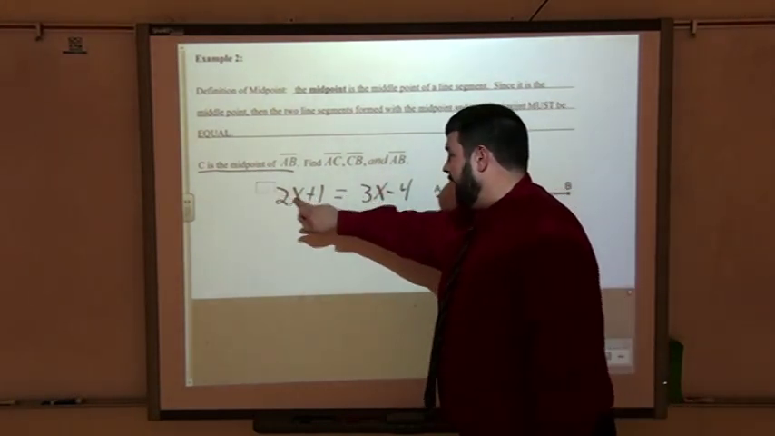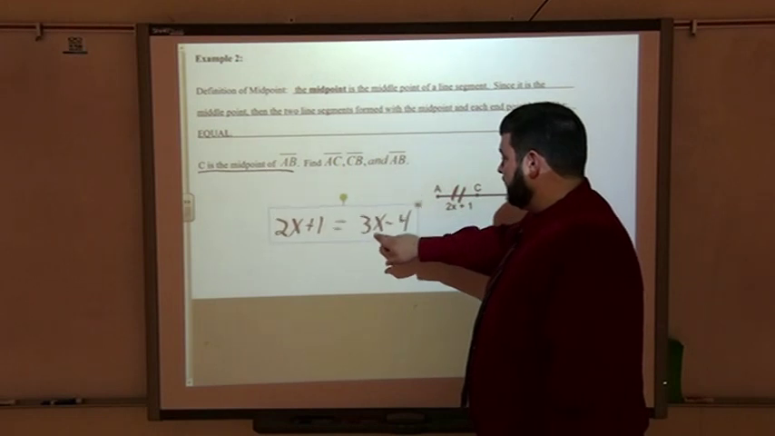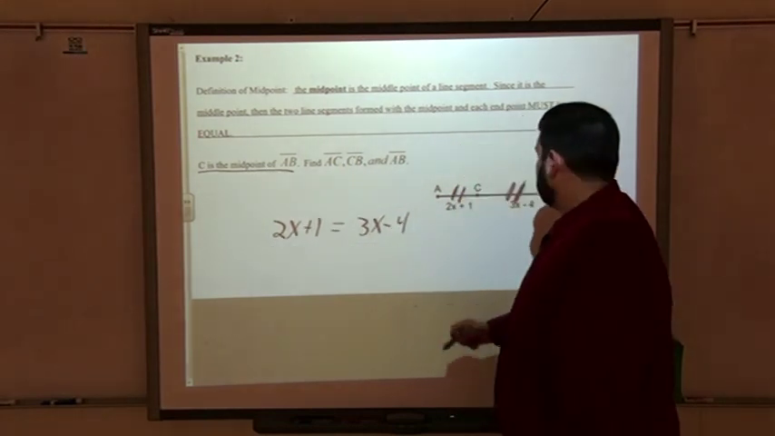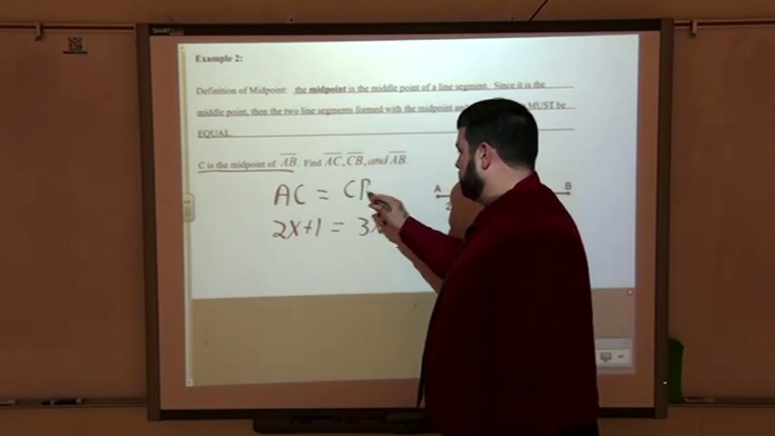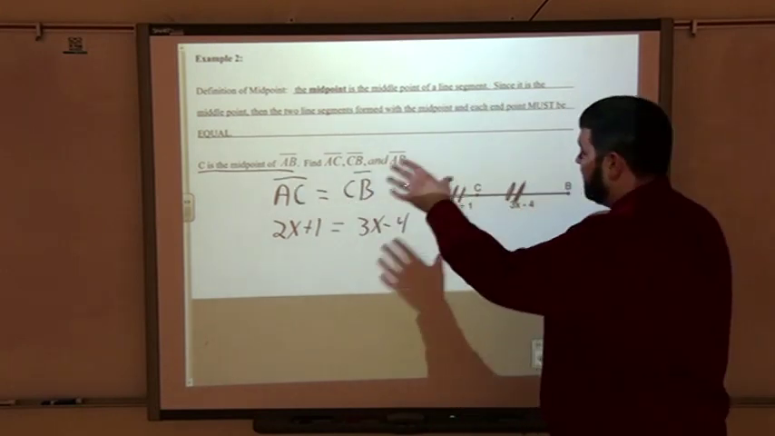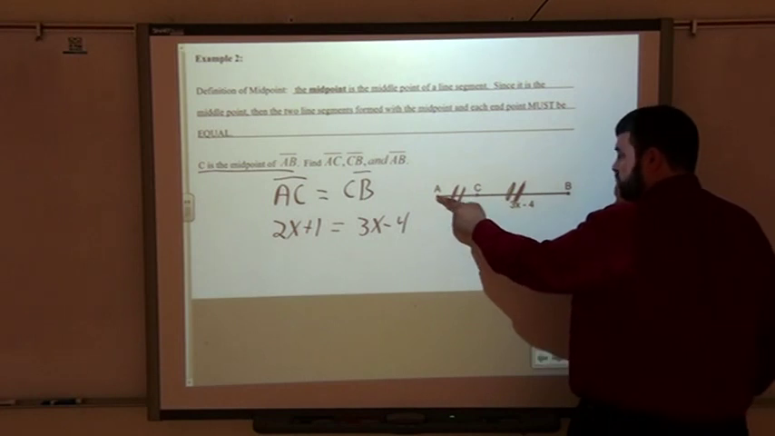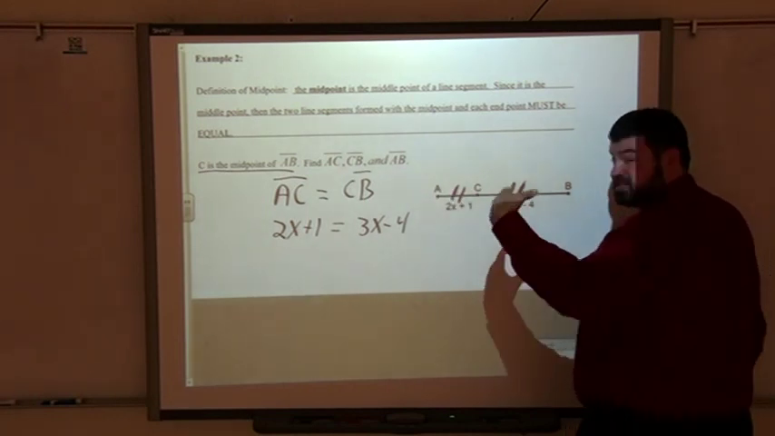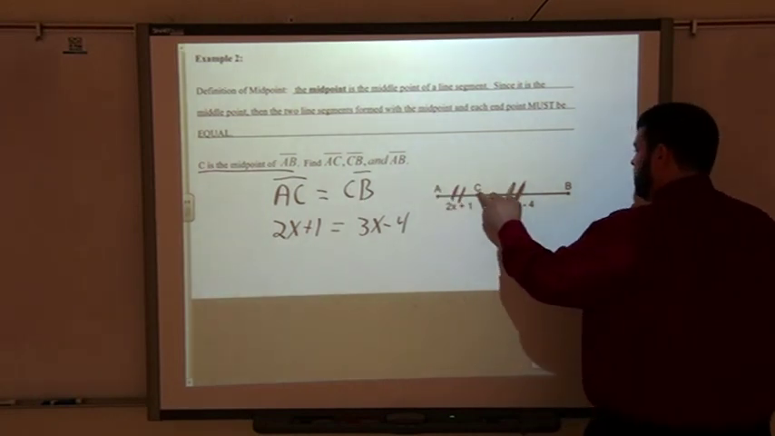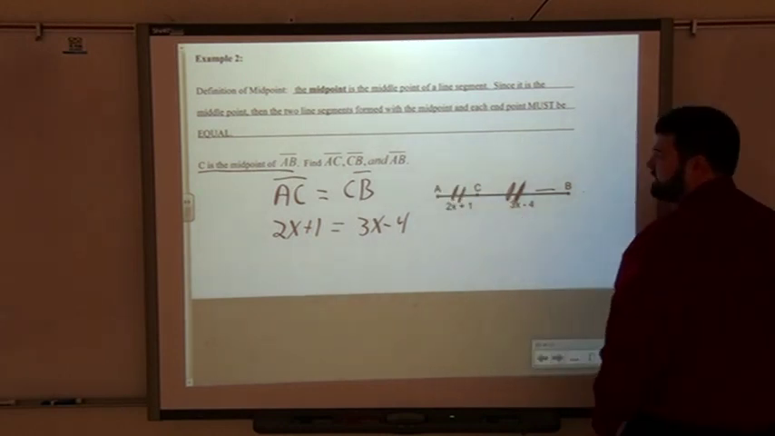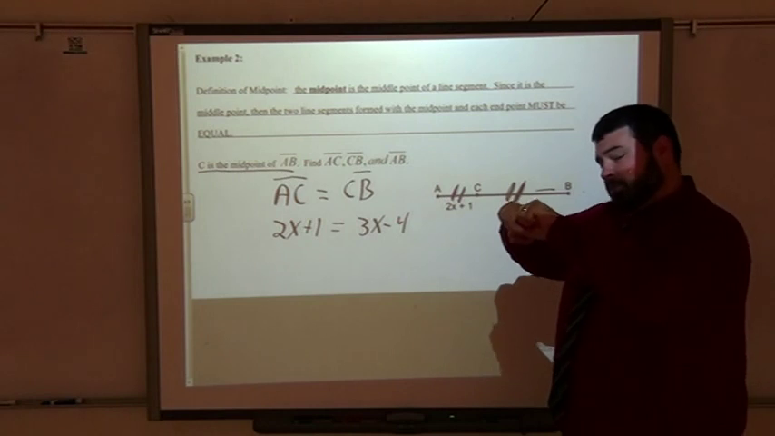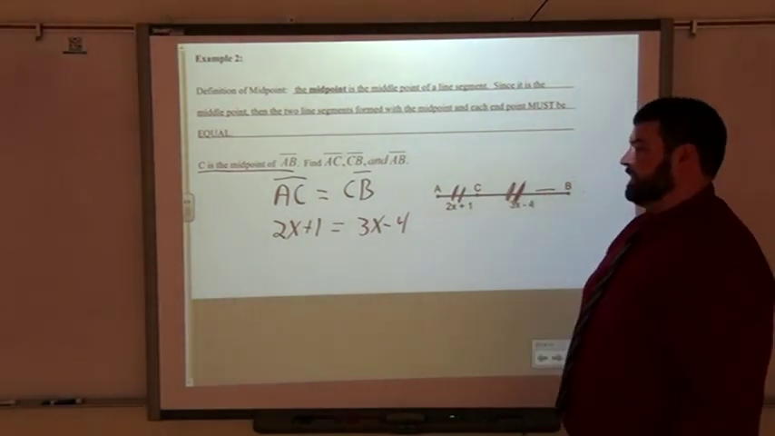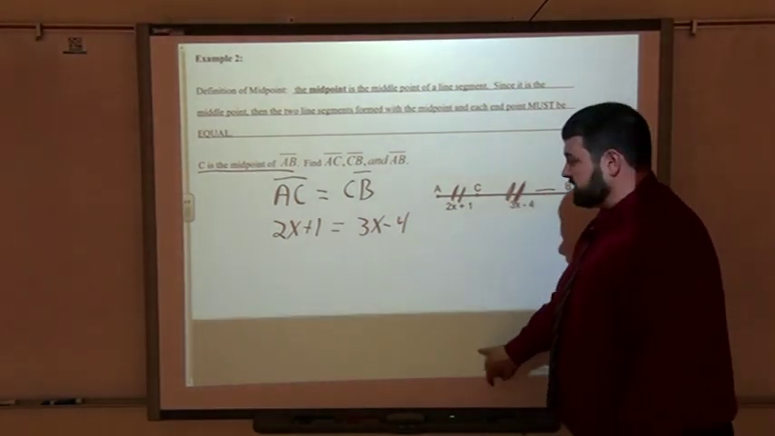Okay? Now, another thing that I want to write down is that AC has got to equal CB. And that's what I said up there, that the midpoint to an endpoint are equal. So A to C, C to A is the same thing. C to B, B to C is the same thing. They have to be equal. If C is in the middle, it's breaking that line segment exactly in half. So I know that those two things equal each other.